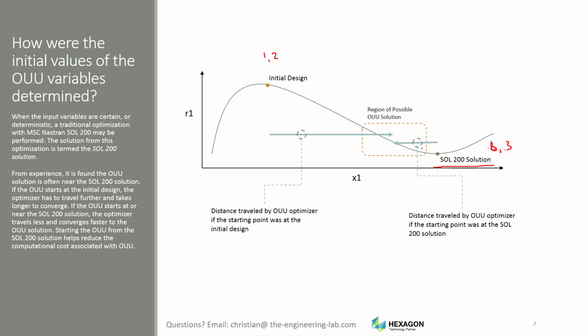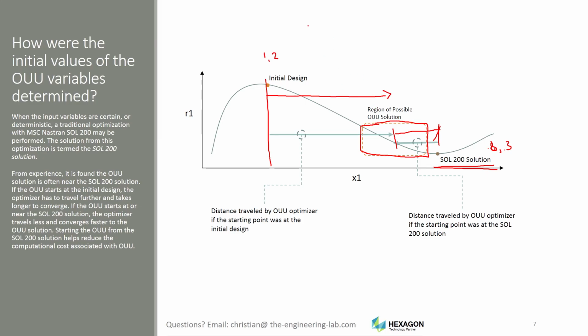So what we did in the previous tutorial, we performed a SOL 200 optimization with Nastran. We got the solution from that SOL 200 optimization, and that's the starting point for the OUU solution. If the OUU solution is close by, the OUU optimizer has to travel just a small distance to get to that OUU solution. Whereas if we started off at the initial design of 1, 2, the OUU optimizer has to travel a large distance to get to the OUU solution.